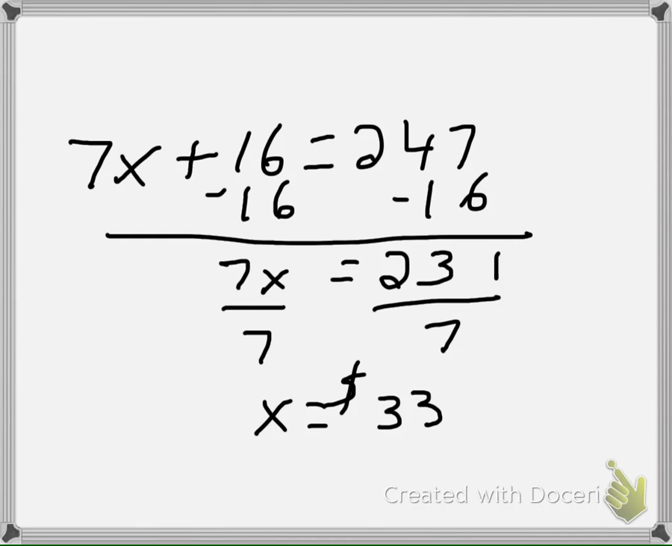So, I have to get rid of the 16 first. I'm trying to get the x by itself, isolate it. If I subtract 16 on both sides, it leaves me with 7x equals 231. The opposite of multiplication is division, so I divide by 7 on both sides, and x is 33. Number 2.